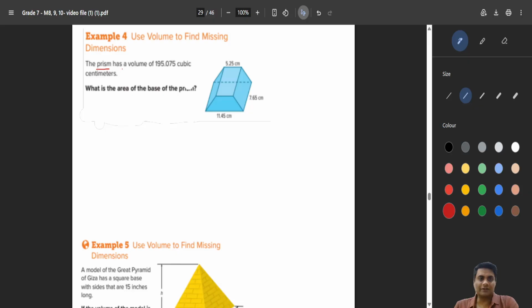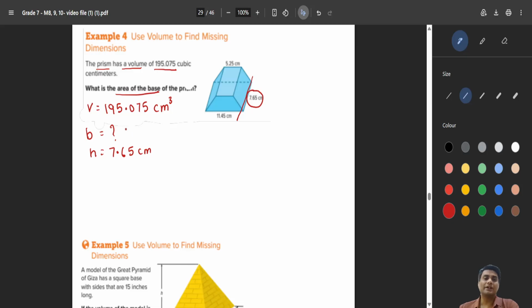The prism has a volume of 195.075. So the volume of the prism is 195.075 cubic centimeter, which means centimeter power 3. He said find the area of the base. Okay, so the base area is not given here. We have to find the base area. Now check, the height of the prism is given here. How much? 7.65. So the height of my prism is 7.65 centimeter.